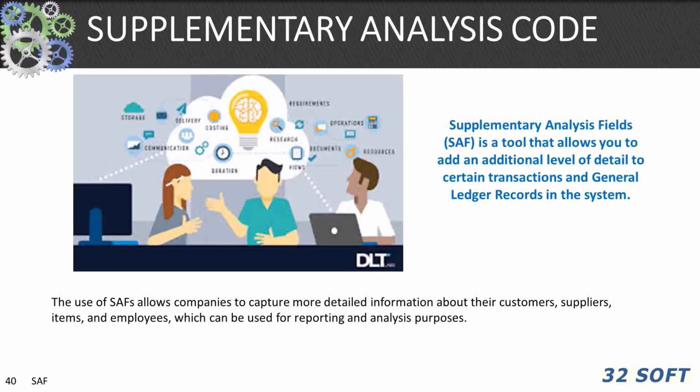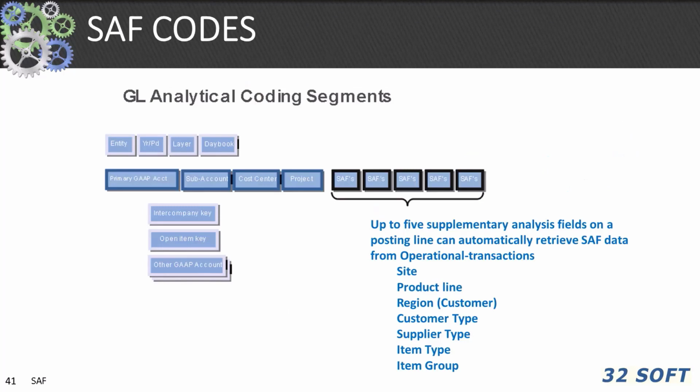Supplementary Analysis Codes is a tool that allows additional levels of detail to certain transactions and records in the system. SAFs allow companies to capture detailed information about their customers, suppliers, items, and employees, which can be used for reporting and analysis purposes with such data types as text, numeric, or date. Up to 5 supplementary analysis fields on a posting line can automatically retrieve SAF data from operational transactions for sites, product lines, regions, customer types, supplier types, and item groups.